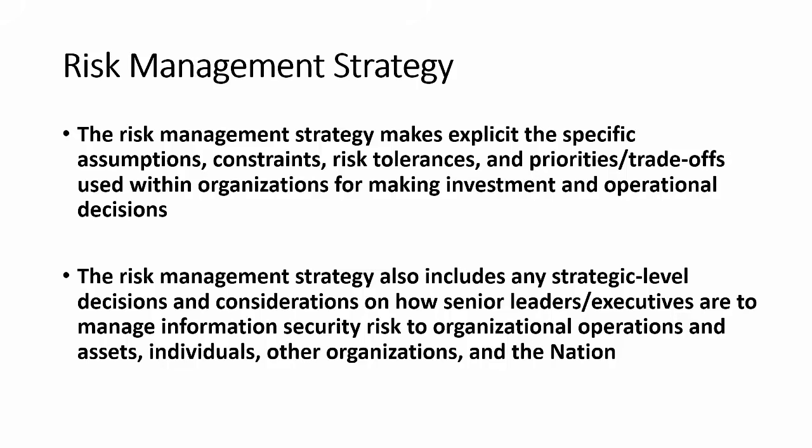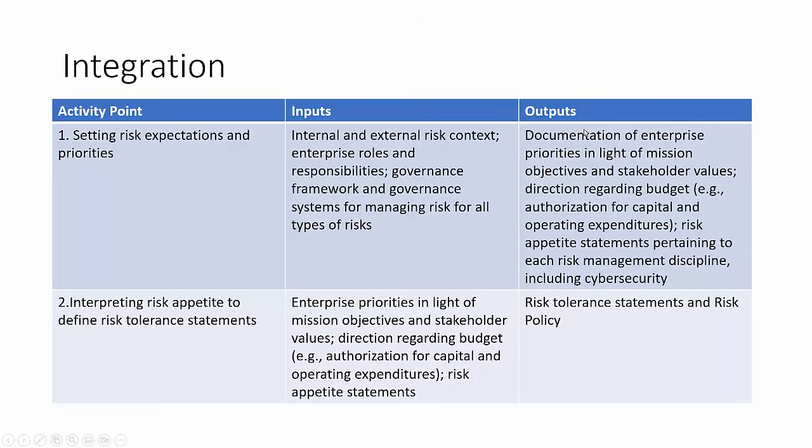So it gives you the high-level idea about how things work and how activities are implemented in the organization. Strategy is basically very important. So how are we setting the risk expectation? That's the question. See, setting the risk expectation priority is the most important thing. Okay, so what is the input? We need input from the internal and external context. We need roles, we need responsibilities, we need to know the frameworks. So this is the input we have.